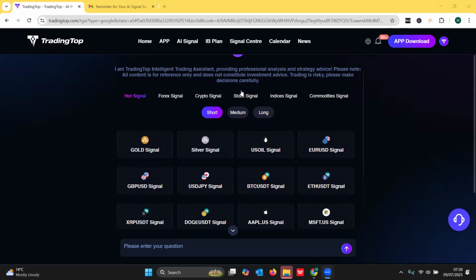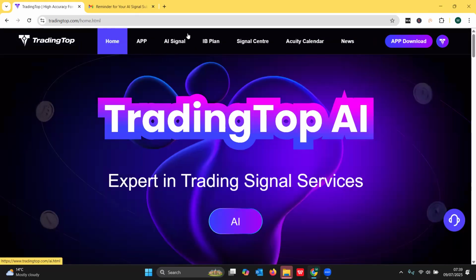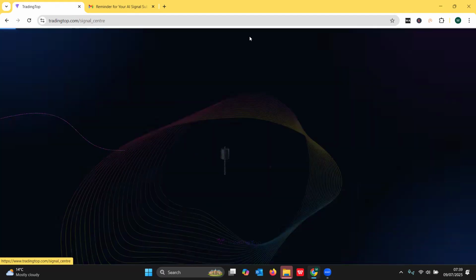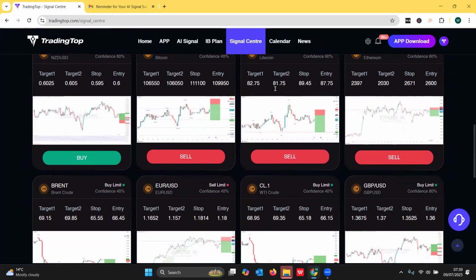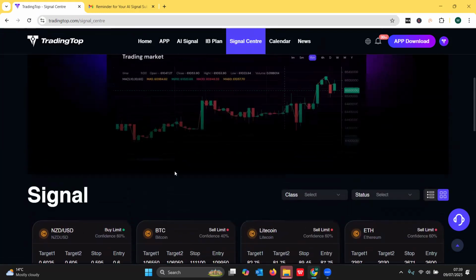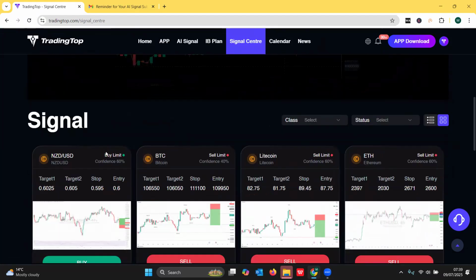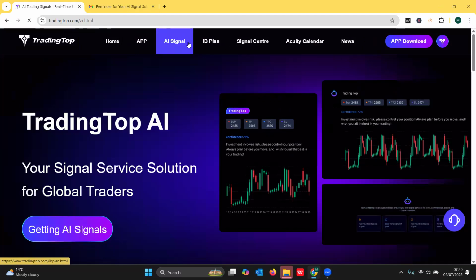So for example, it has different interfaces. You have the home section, and on the home section you have the signal center, whereby you can come here and see different trade ideas and signals. Actually, no, this is not the most important part. The most important part is the AI signal part. This is where we'll come and take a look at trade ideas.